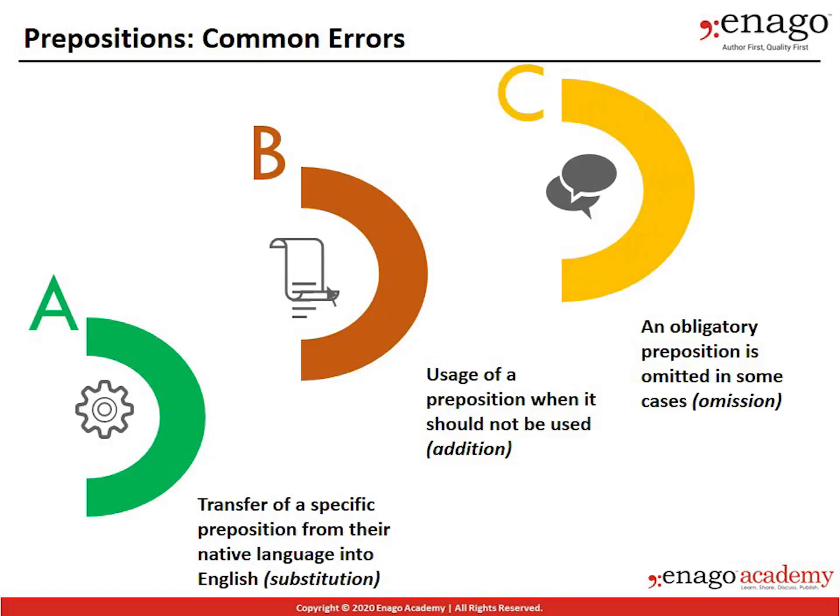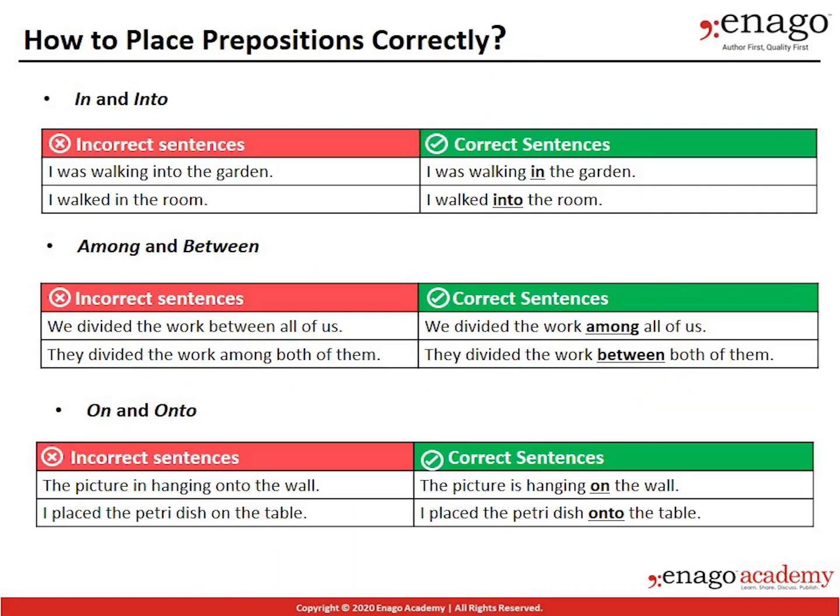Next slide. So yes, prepositions, again, bane of many people's lives. And some common errors. So transfer of a specific preposition from your native language into English can cause a lot of problems, I understand. That's substitution. So usage of a preposition when it should not be used, addition. And then an obligatory preposition is omitted, omission. So quite easy to remember. Can we put it in practice?